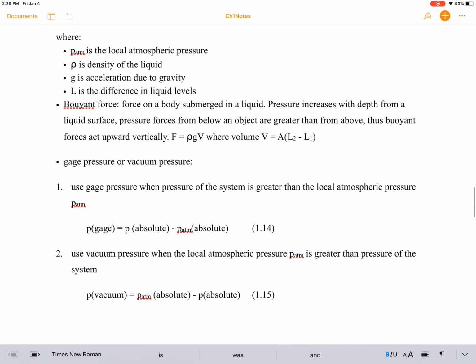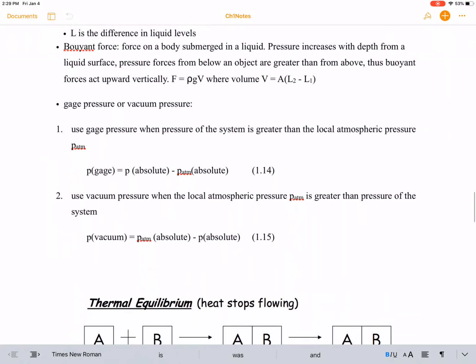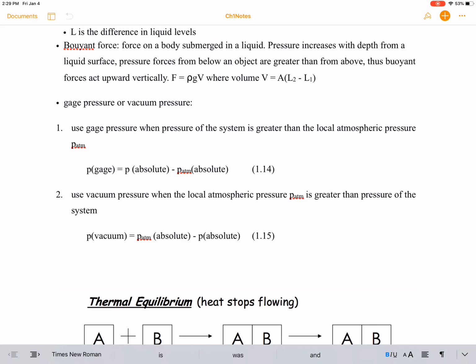We'll talk more about that in class. Buoyant force is the force on a body submerged in liquid. Pressure increases with the depth from a liquid surface. Pressure forces from below on an object are greater than from above. Thus, buoyant force acts vertically upward. F, that buoyant force, equals rho, the density, times g, gravity, times V, where V is volume, again area times that change in liquid levels.